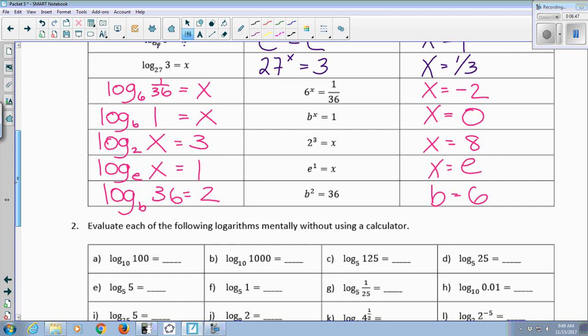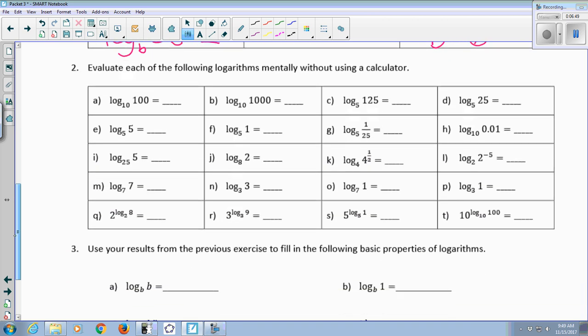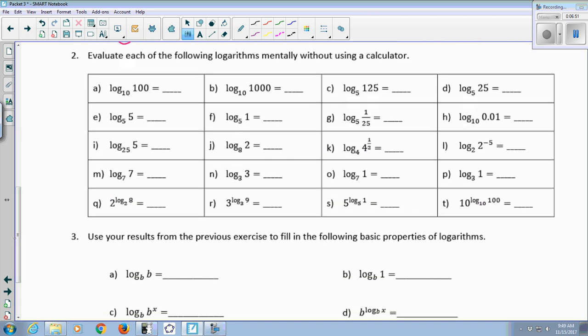All right, so now we're going to try to evaluate some logarithms mentally without using a calculator. We're going to mentally convert these logs to exponential questions, right? So log base 10 of 100 equals what? Is asking 10 to what power gives you 100? Oh, 10 squared gives you 100. So the answer is 2.